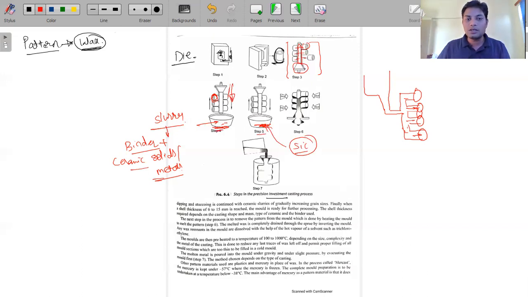So this step, where we use silica and lap it over the surface by dipping inside, we call this process stuccoing. This is just a terminology that we use in this field. So this is the stuccoing process.